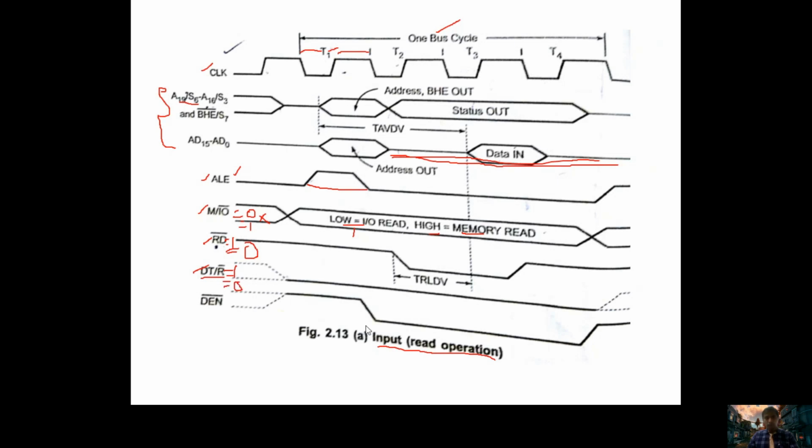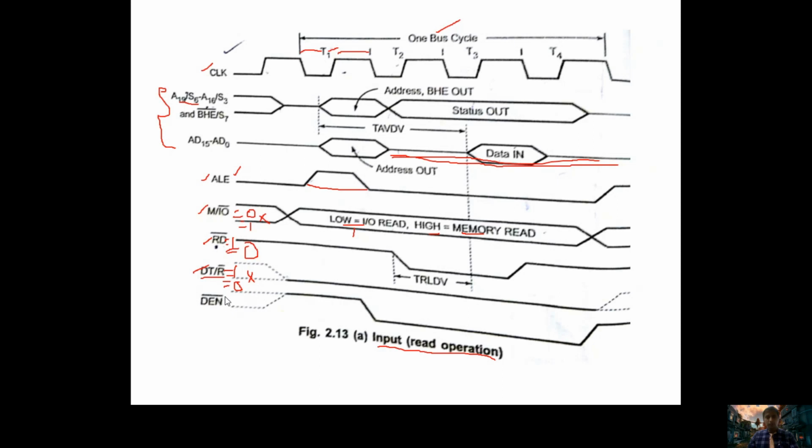Okay. Now in this case, what happens? We need to perform a read operation. For that, DT by R bar should be low from T2 to T4 time. And before T2, it should be tri-state. Tri-state means it is not 0, not 1, like a cross. So no 0, no 1, meaning we are not activating the transmitter and we are not activating the receiver bar signal.